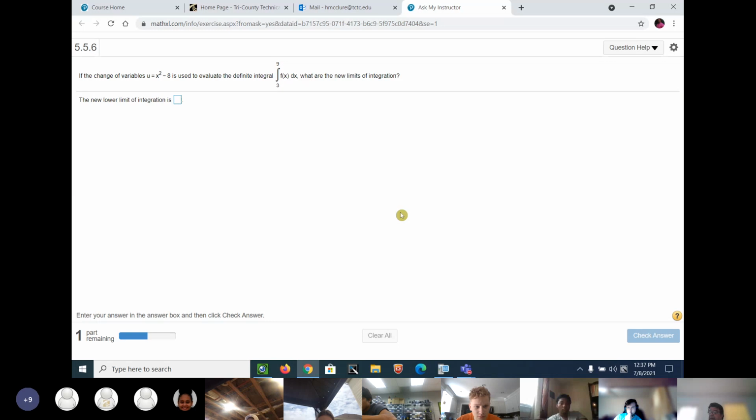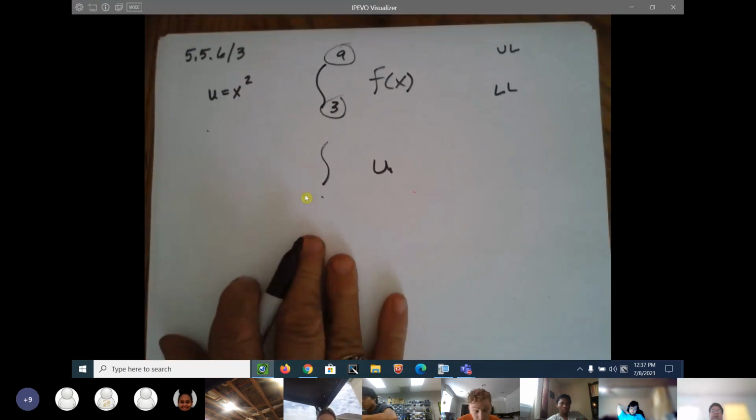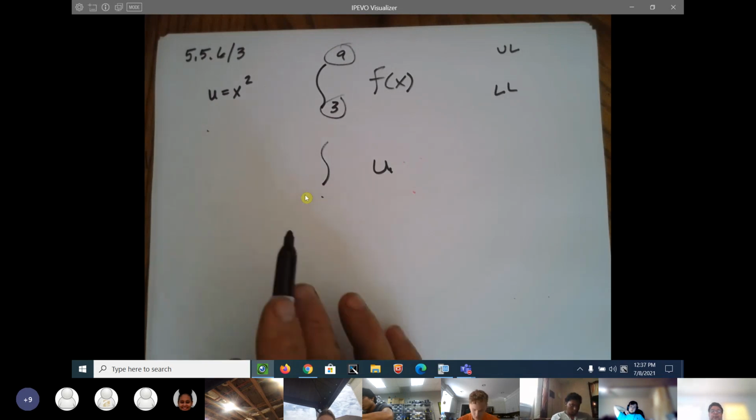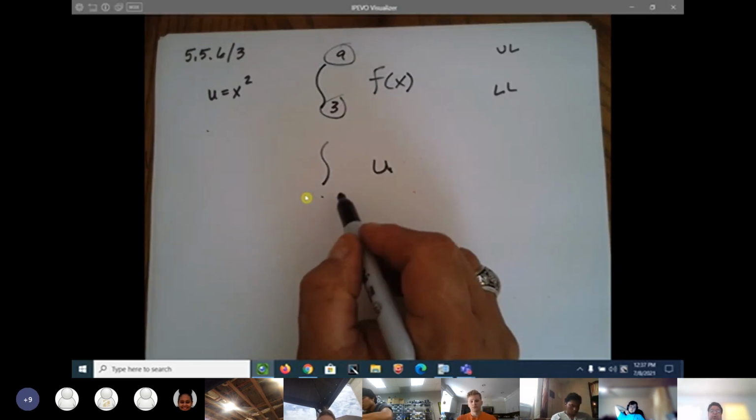If you change this to the antiderivative of u, then what are you going to do with the two? What are these going to turn into? We did this yesterday. We did this last couple of days. They just word it to where you don't know whether you're going up or down. So what's the bottom one going to be?